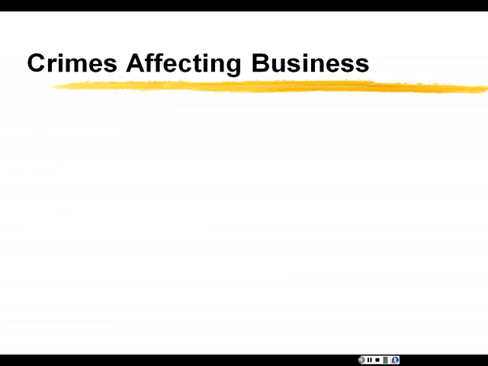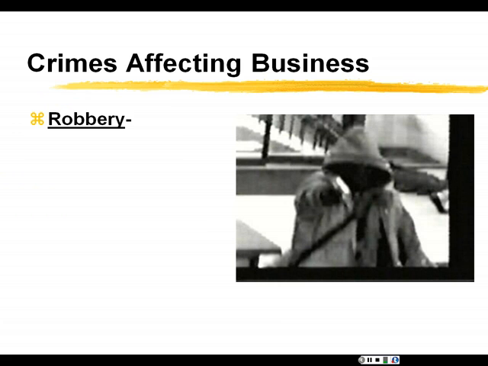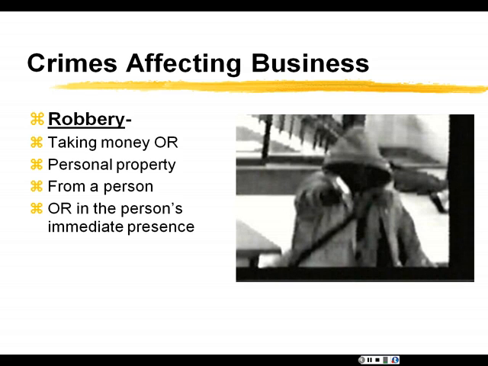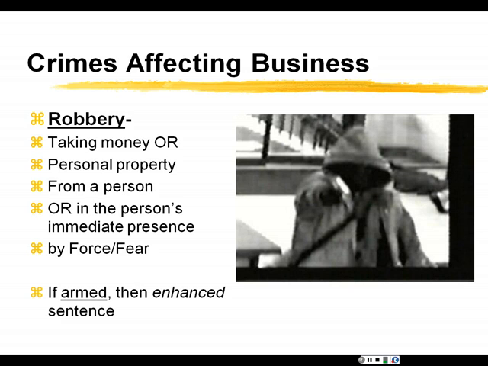All right, robbery. Basically, in this type of situation, the defendant takes money from someone, or they take their personal property from them. They took the personal property from the person, or it's in the person's immediate presence. They also do this with some force or some fear involved. So there may or may not be a weapon. If there's a weapon, a gun like this guy has here in a bank robbery, then there's an enhanced, more serious sentence.